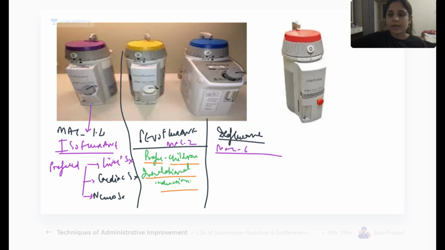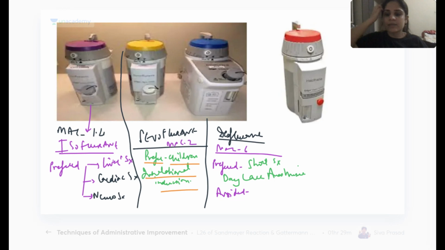Okay. Now desflurane is preferred in which patients and it is avoided in which patients? Desflurane is mainly preferred for short surgeries. So it is the inhalational agent of choice for daycare anesthesia, where you have all short surgeries. Why? Desflurane will go quickly into the body and it will come out also quickly out of the body. So that's why we prefer desflurane in daycare anesthesia.